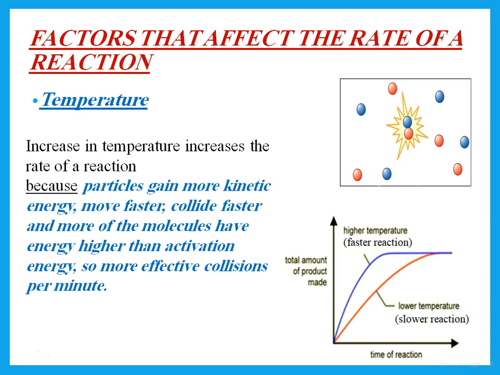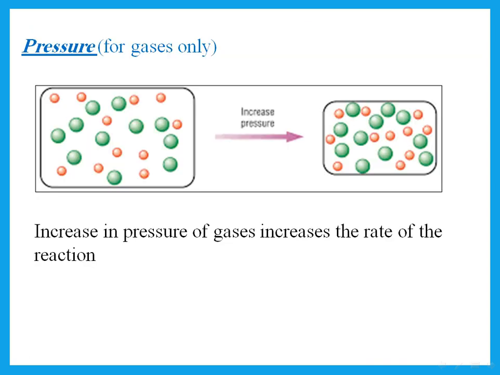When we draw a graph for this, remember that if the reaction is slow, then the slope of the graph is less than the slope for a faster reaction. So when we have this kind of graph in which we're measuring the total amount of product versus time, then at a lower temperature, the graph is less steep.